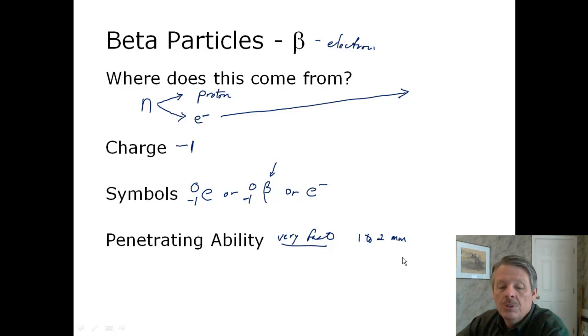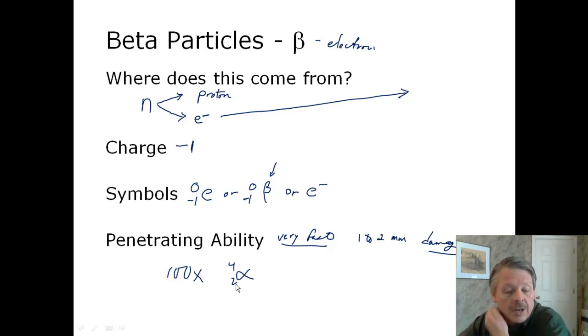And that includes you. So it will go through your clothing, it'll pass through a couple of pieces of paper, and it will go into your skin. So it'll go 1 to 2 millimeters into your skin, and so it can damage your skin. And this is the type of radiation often that is used in cancer treatment. We'll talk about that in another slide. But this is like 100 times more damaging than alpha particles. Again, because it's faster and it has higher penetrating ability, etc.